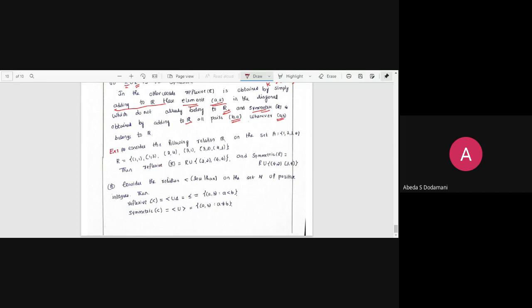The reflexive closure of R will be equal to, here you can see (1,1) is there and (3,3) is there. Still what do we have to add so that it will become reflexive? Yes, (2,2) and (4,4). Therefore, we write R union {(2,2), (4,4)}. So this is our reflexive closure of R.